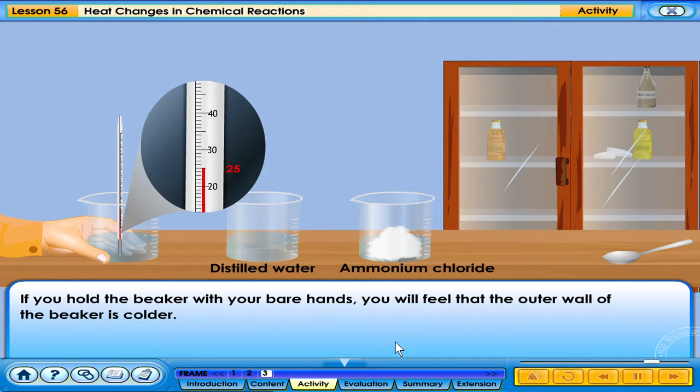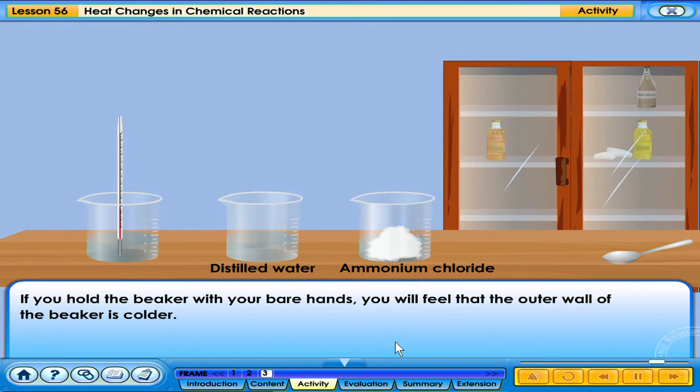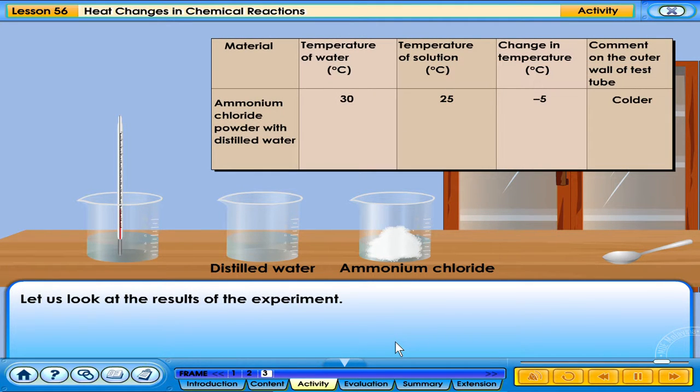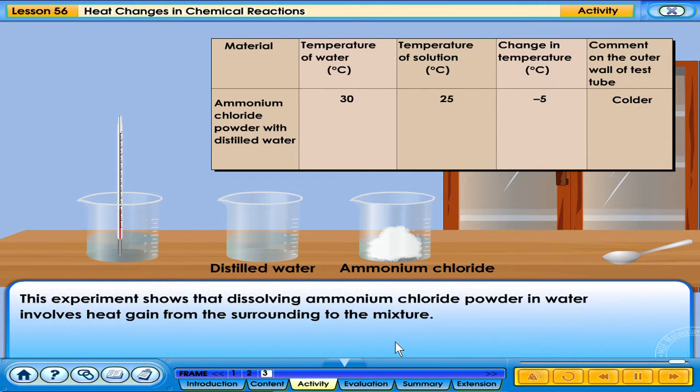If you hold the beaker with your bare hands, you would feel the outer wall of the beaker is colder. Let us look at the results of the experiment. From this experiment, what can you conclude when ammonium chloride powder dissolved in water? This experiment shows that dissolving ammonium chloride powder in water involves heat gain from the surrounding to the mixture.